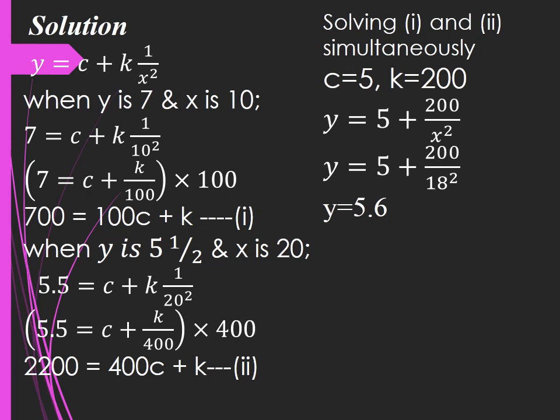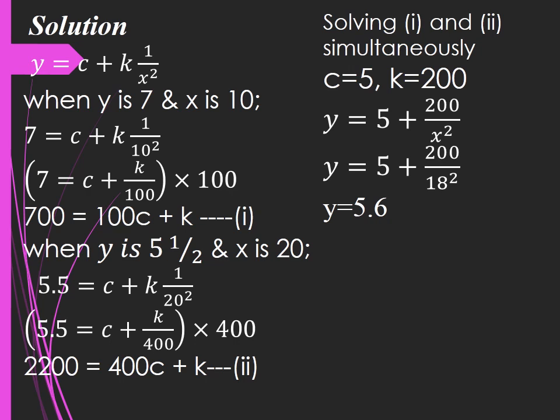When y is 7 and x is 10, we will have 7 = c + k multiplied by 1 over 10 squared. And then we are going to have this equation as 7 = c + k over 100. And then to remove 100 from the denominator, we multiply both sides by 100 to get 700 = 100c + k, and we can call that equation 1.